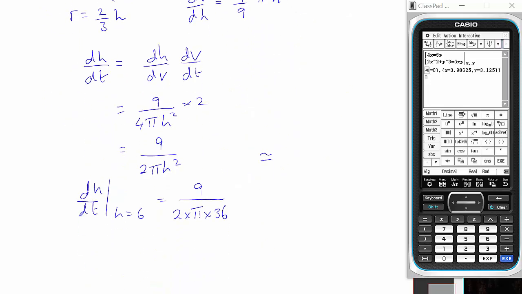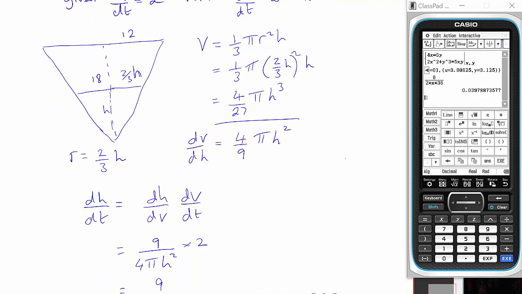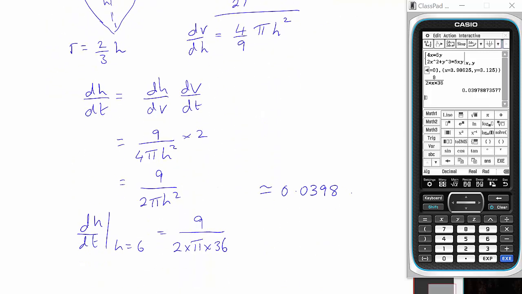So we've got 9 over 2 times pi times 36. I'll give that as 0.0398. And what units would that be in? Centimeters per second. Correct to 3 significant figures.